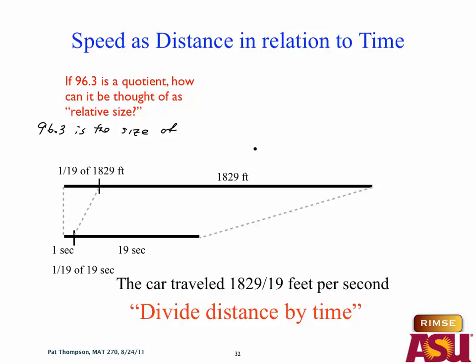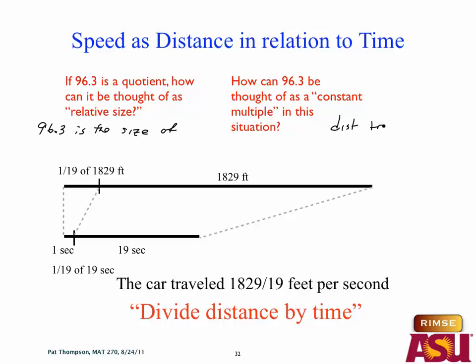Or distance traveled relative to an amount of time that goes by. So for any amount of time that goes by, the distance traveled will be 96.3 times as much as that. Well, that's really also like a constant multiple, right? They're a little bit different, but so close to each other. The distance traveled always equals what? 96.3 times the time that goes by.